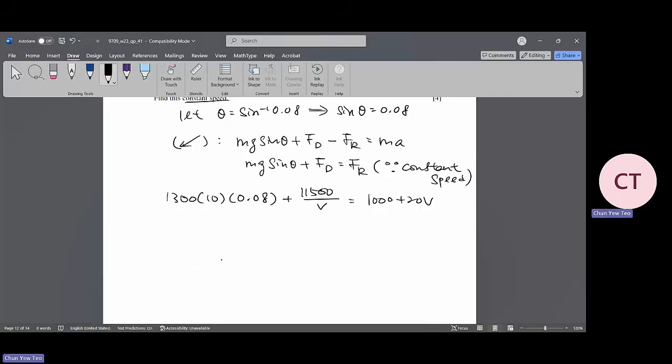Okay, so I think I will simplify first. This and this combined together, you get 40 plus 11500 over v minus 20 v. Multiply everyone by v, you get 20 v square. I think I multiply everyone by negative, so negative v. So I get 20 v square minus 40 v minus 11500 equal to 0. Divide everyone by 20.